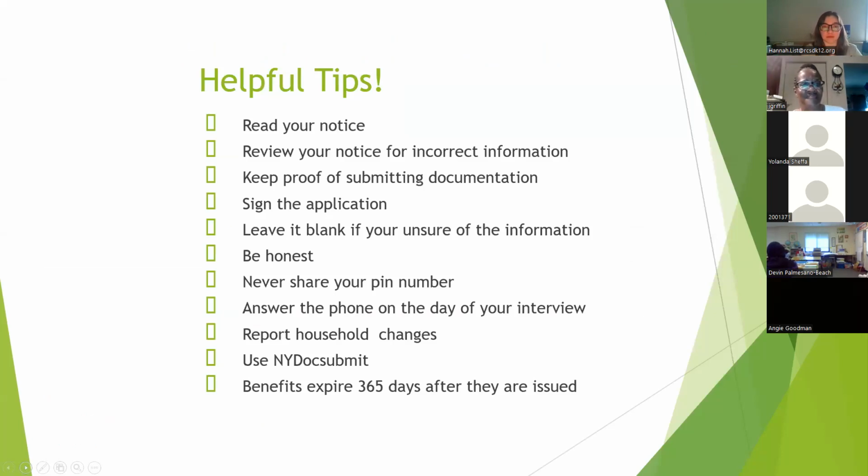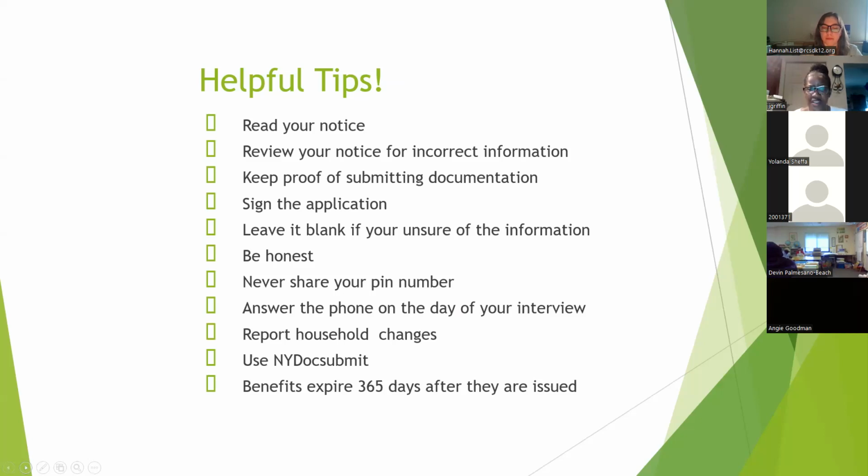Helpful tips. Read your notice. Review your notice for incorrect information. Keep proof of submitting your documentation. Sign the application. Don't forget the 2 spots on the application for you to sign. Leave it blank if you are unsure of the information. Be honest. You don't want to commit fraud. Never share your PIN number unless you notify DHS of a family member that may be using your card in case you're unable to go to the store.